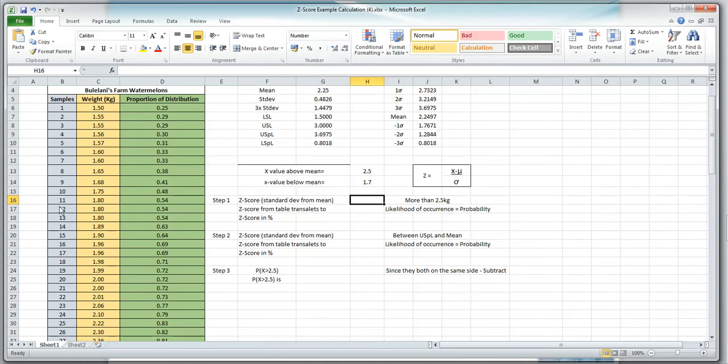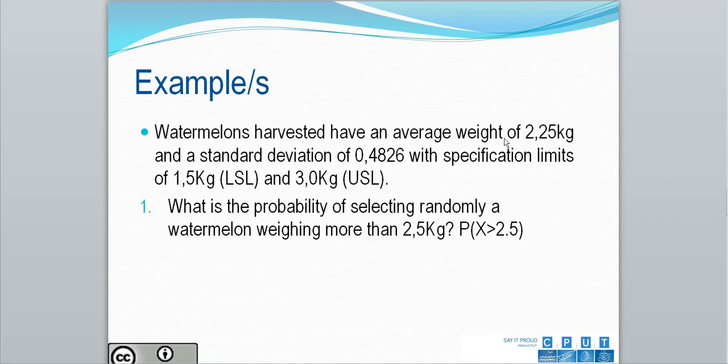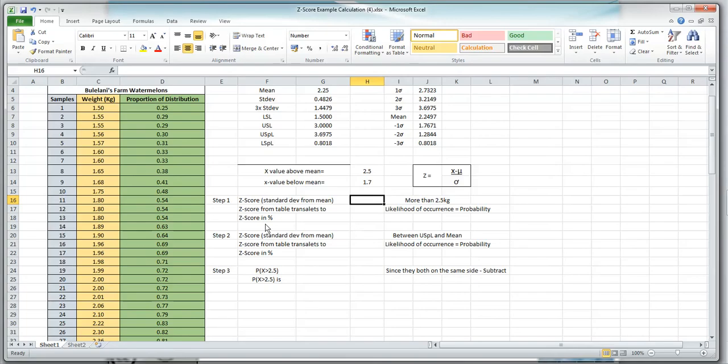So we are given the mean of 2.25 kilos. We're given the standard deviation of 0.4826, and we've also proven that in our calculation. So we're going to use those values to determine the Z value. So I would say equals, open brackets, value of 2.5 minus the mean of 2.25, close brackets. We divide that by the standard deviation, and we get a value of 0.52. So the Z value is 0.52.